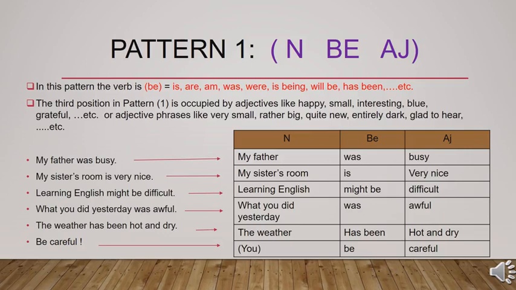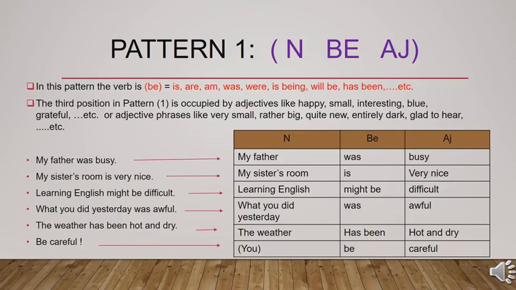The second position is occupied by be, by the verb be in any of its forms, like is, are, was, were, being in the continuous tense, will be in the future, has been, have been, had been in the perfect tenses. So any one of these forms can occupy the second position in pattern number 1.